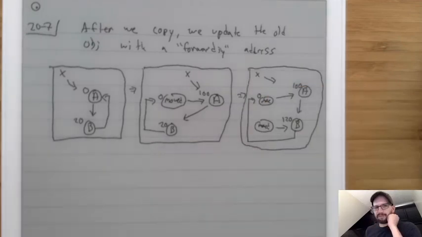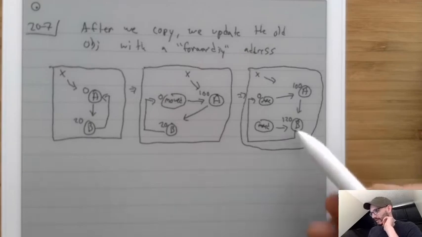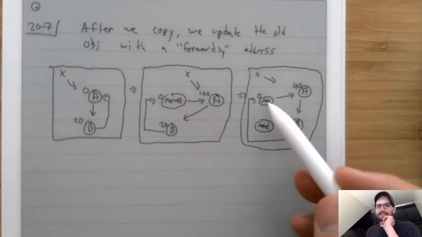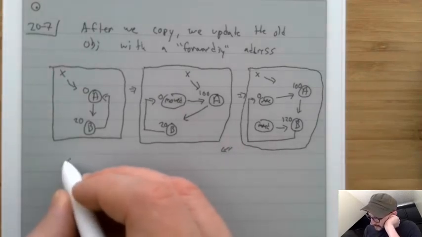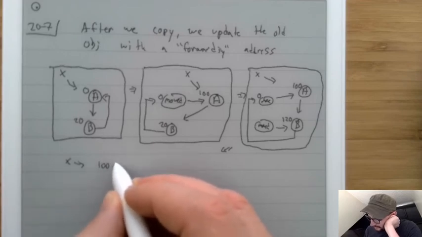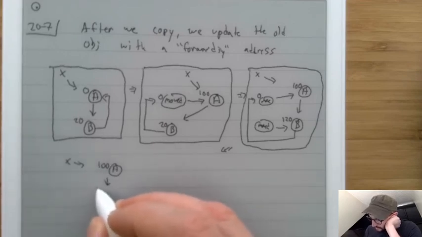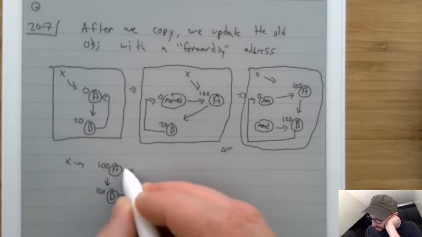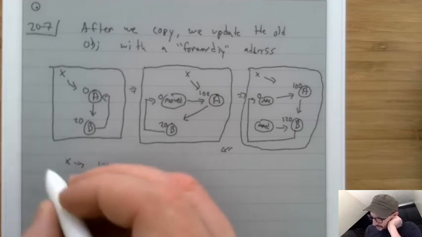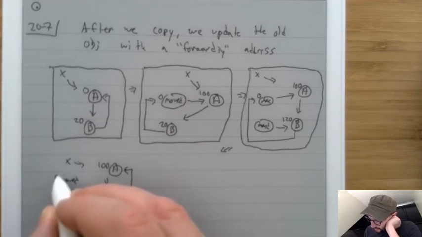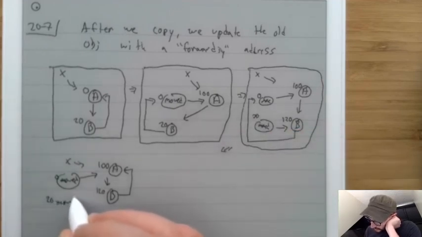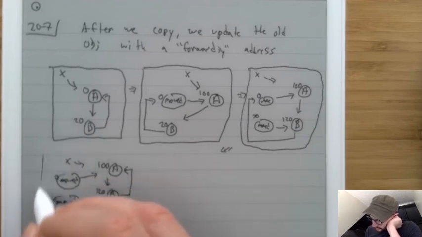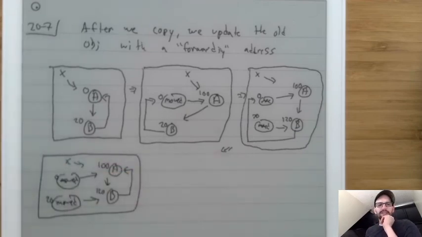Then we're going to scan B. And here's the thing that's special. When we scan B, if it points to something that's already been moved, we just update the pointer. So after we scan B, X is going to point to A at 100, which is going to point to B at 120, which is going to point back to A at 100. And then there's still a moved at 0, which points to 100, and a moved at 20 that points to 120. But at this point, the scan pointer equals the free pointer, and then we're done.